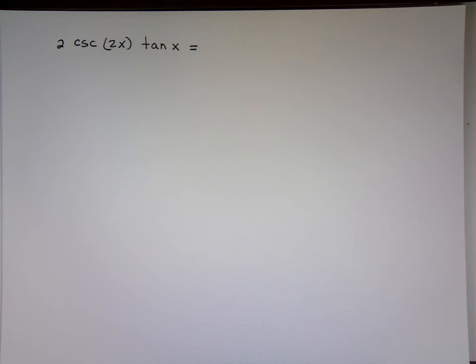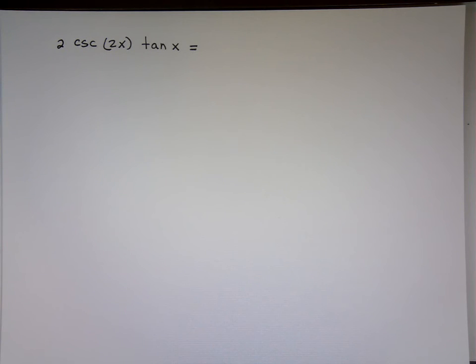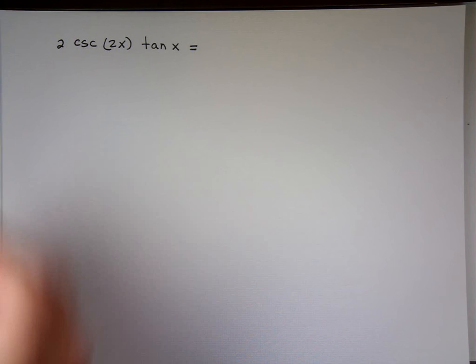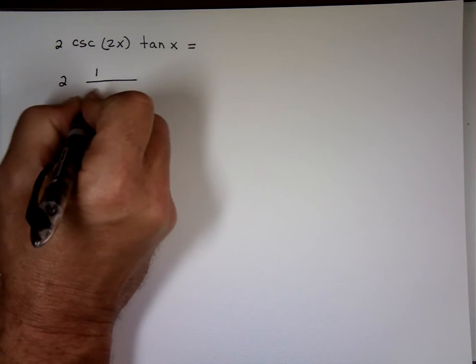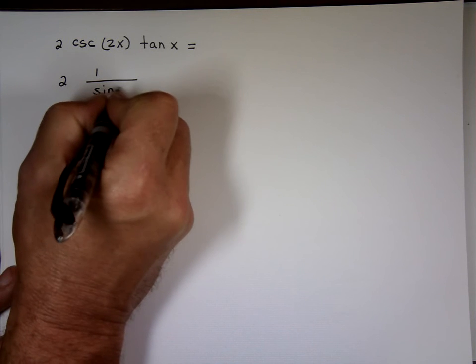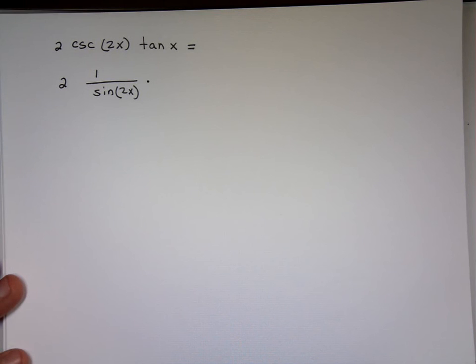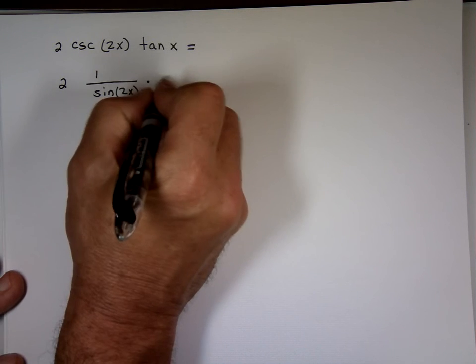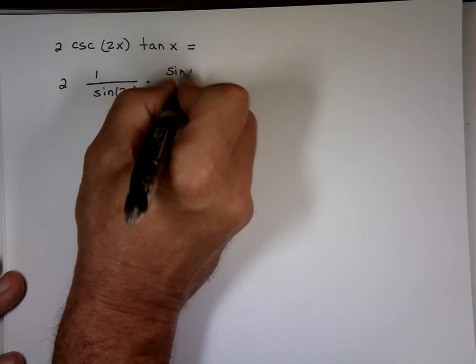The problem is there's cosecant in it. But cosecant is 1 over sine. So I'm going to replace the cosecant with 1 over sine 2x times tangent x. I'll leave this tangent x. Or I can take tangent x and write that as what? Sine of x over cosine x.